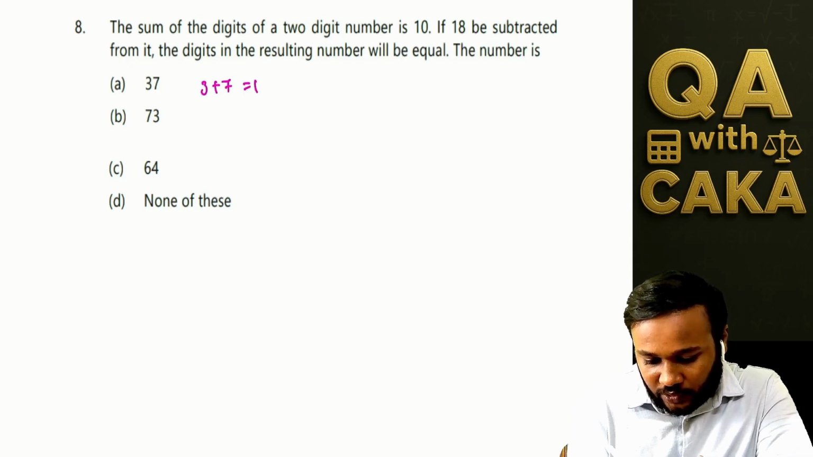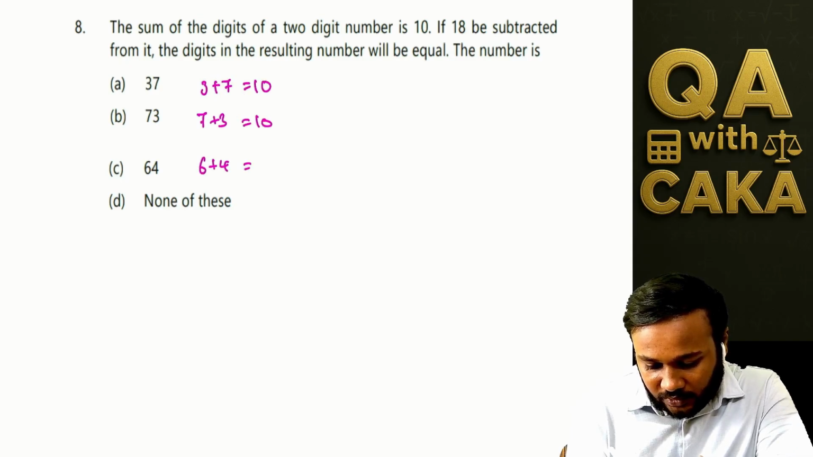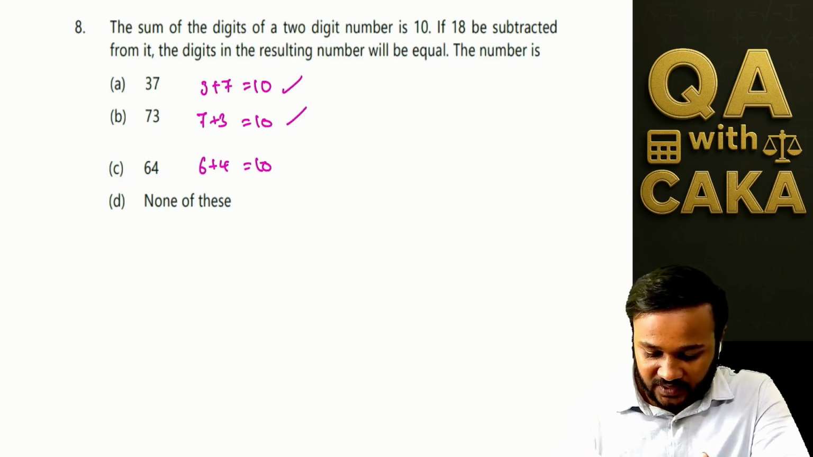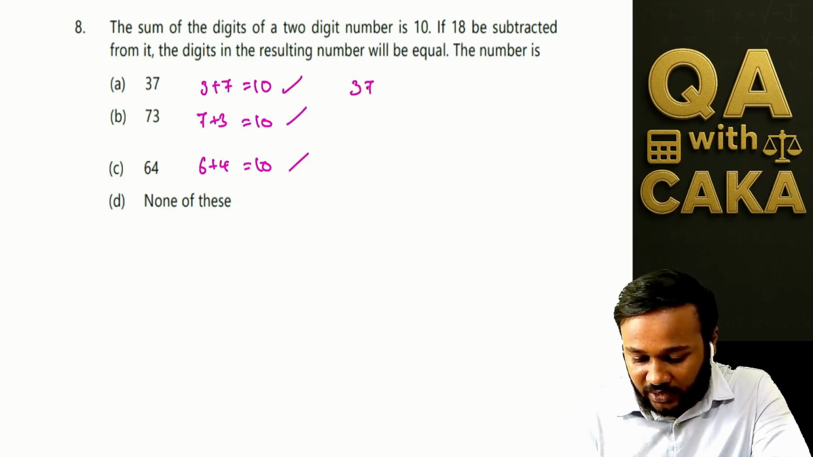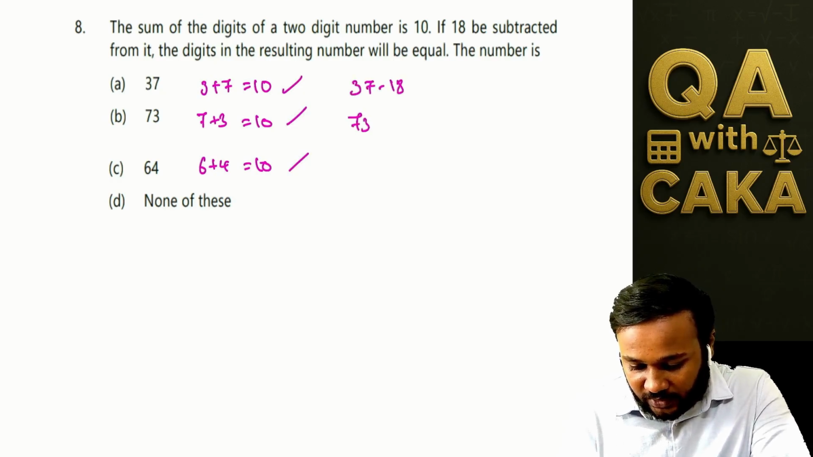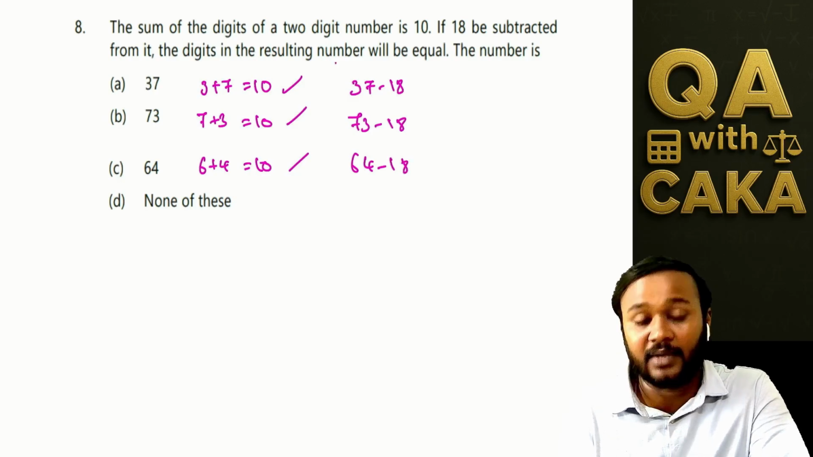3 plus 7 equal to 10. 7 plus 3 equal to 10. 6 plus 4 equal to 10. This is one condition. Everything is satisfied. Now, if 18 be subtracted from it, so 37 minus 18, 73 minus 18, 64 minus 18. The digits in the resulting number will be equal.